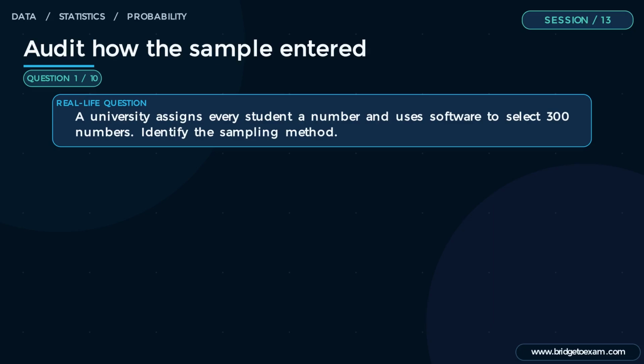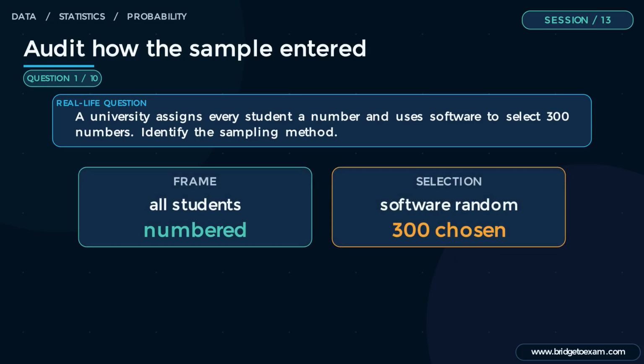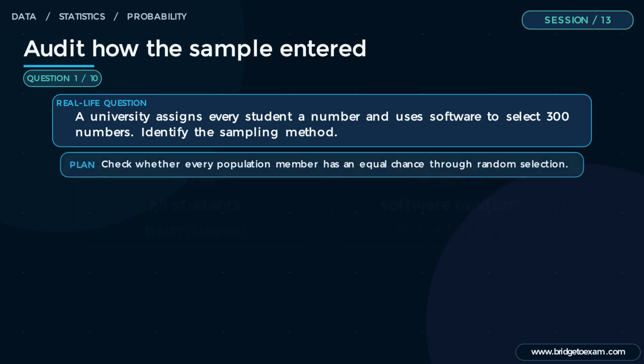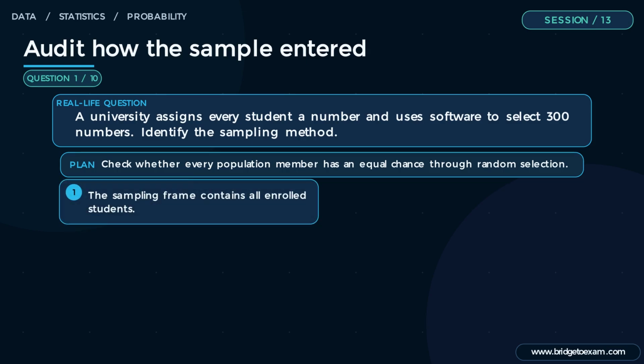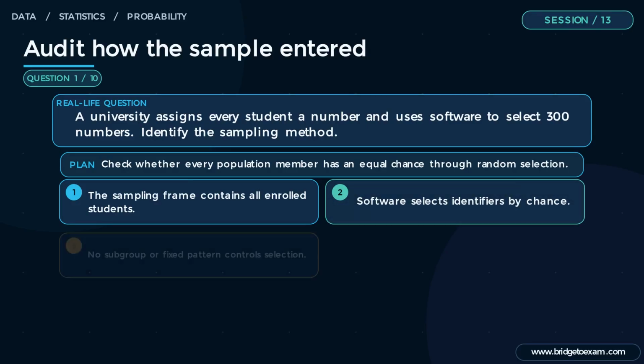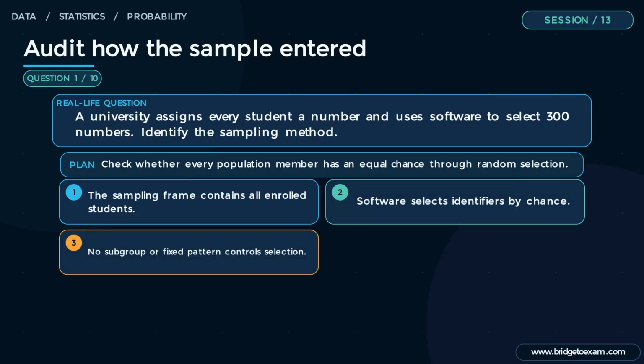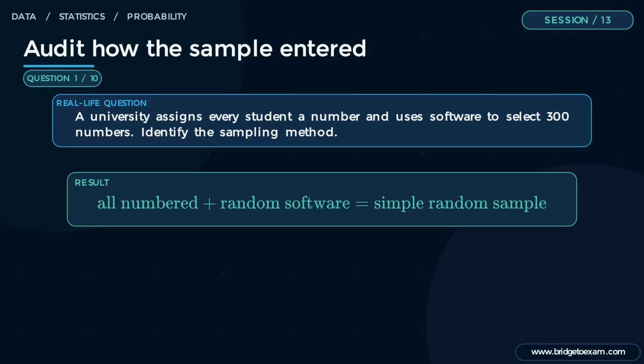A university assigns every student a number and uses software to select 300 numbers. Identify the sampling method. Plan. Check whether every population member has an equal chance through random selection. Step 1. The sampling frame contains all enrolled students. Step 2. Software selects identifiers by chance. Step 3. No subgroup or fixed pattern controls selection. Step 4. This is a simple random sample.